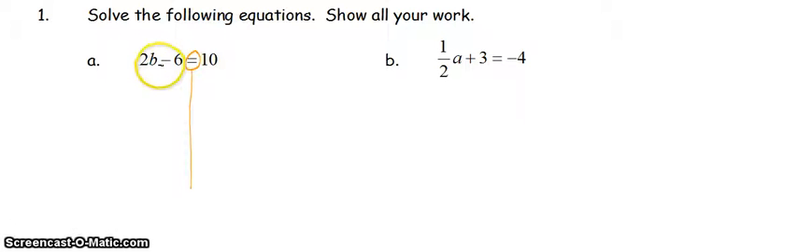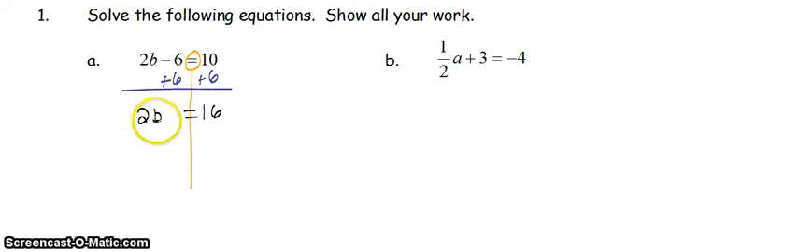Undo addition and subtraction before you undo multiplication or division. Since I said minus 6, my first step will be to do the opposite of that and add 6. If I do it to the left, I do the same thing to the right. This leaves me with 2b on the left side. My negative 6 and positive 6 canceled. 10 plus 6 is 16. Always bring your equal sign straight down.